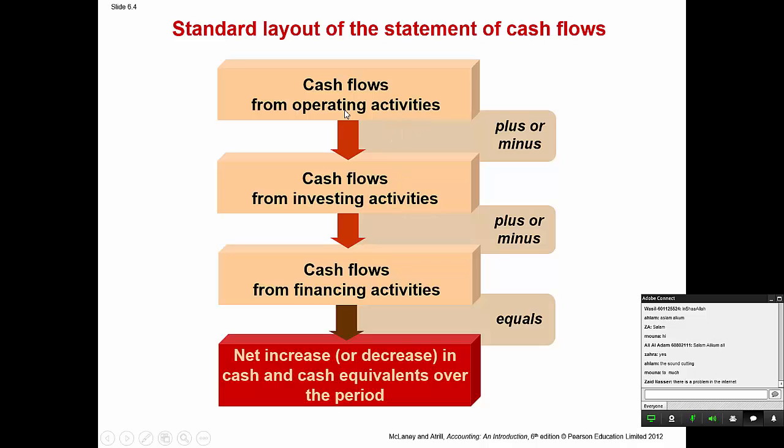Let me go back here to explain the meaning of cash flow from operating activities. Any business has operations. For example, if we are a retailing business, our operation is to sell products to the customer. That means any cash generated from the retailing business, we call it cash flow from operating activities.